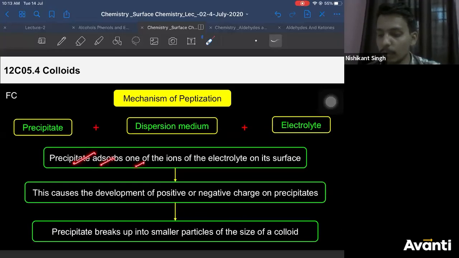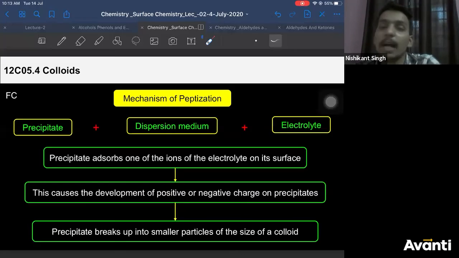The precipitate adsorbs the ions of the electrolyte on its surface. Matlab, there is a precipitate, there is an electrolyte. So some of the ions of the electrolyte will be adsorbed on the surface of the precipitate. Some ions of the electrolyte will be sitting on the surface of the precipitate. That is the first step. This causes the development of positive or negative charge on the surface of the precipitate.